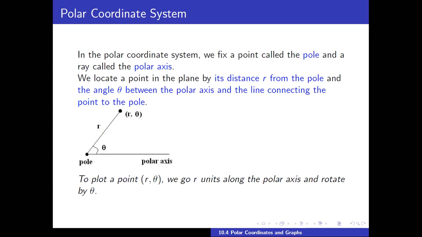To plot a point r theta, you go r units along the polar axis and then rotate. You can think about, this is why circles are important. You can think of this as at distance r, and you rotate by an angle of theta all the way up to that thing. You go r units along the polar axis and then rotate by theta degrees, or theta radians, however you're thinking about things. Okay?